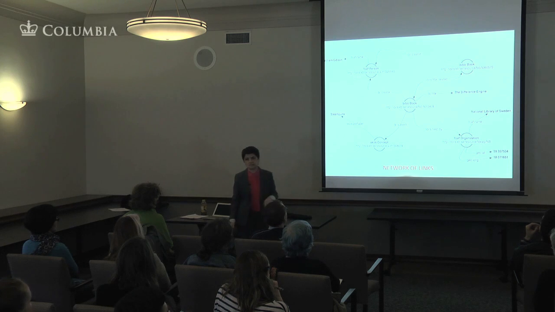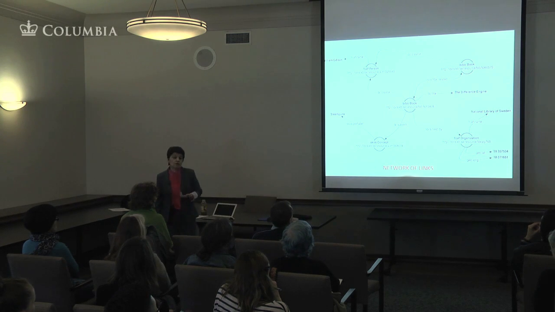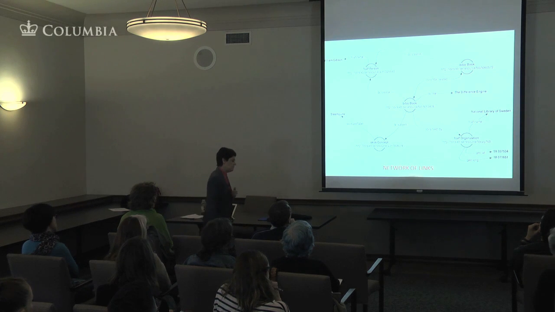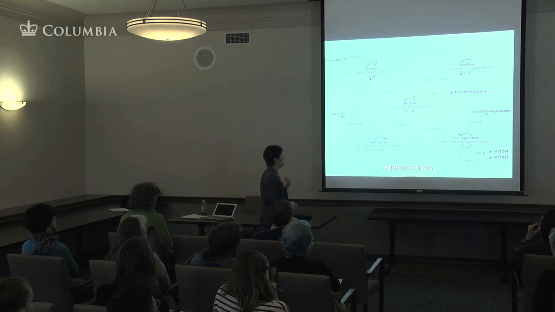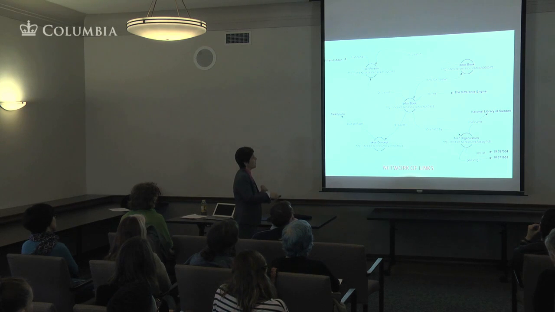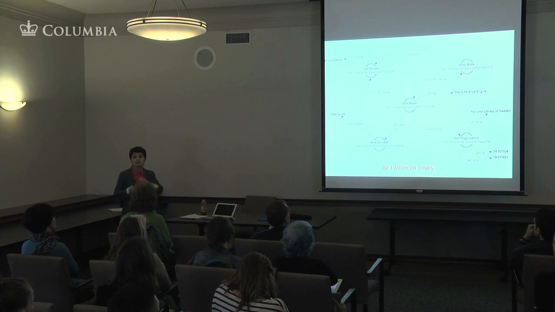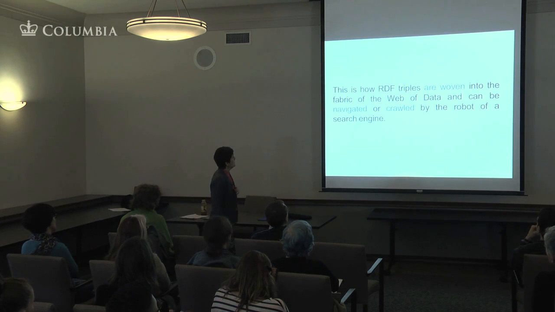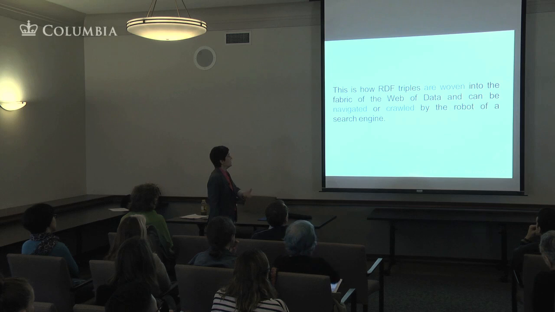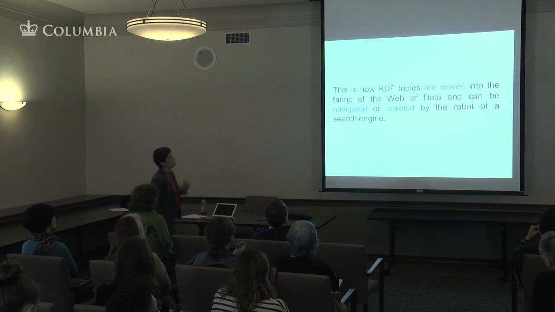There are different ways to access linked data. And again, now we can only imagine them. We have a few examples, but it's still in the making. But the way we access linked data could be by navigating them through their connection. And the approach is called follow your nose. All these linked data can be crawled by robots and then aggregated, integrated, and a number of things can be done on that. So this is how RDF triples are woven into the fabric of the web of data. And then they can be navigated, as I said, or crawled by the robot.